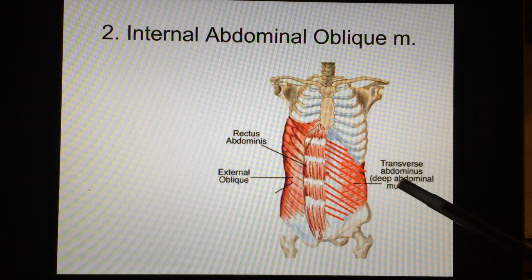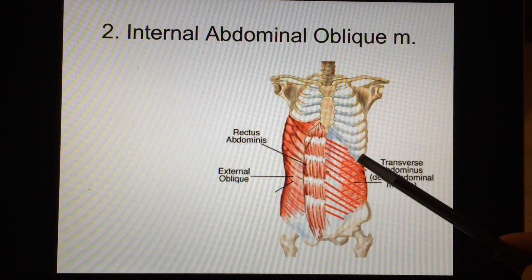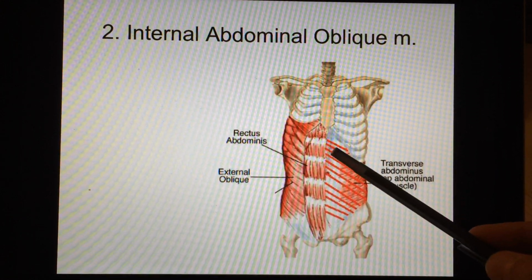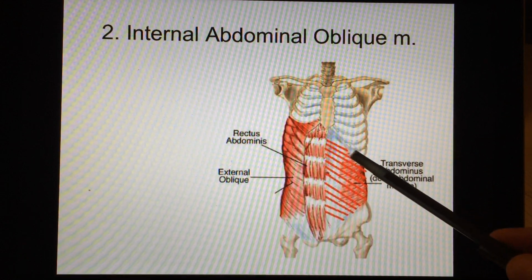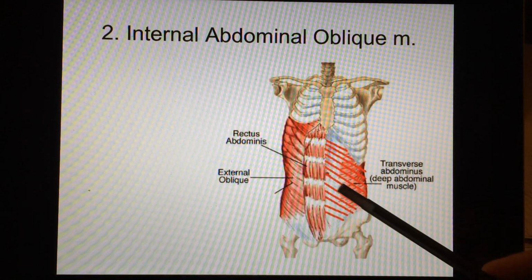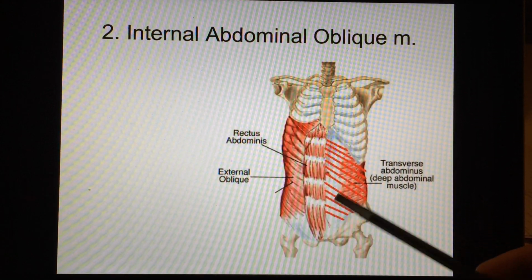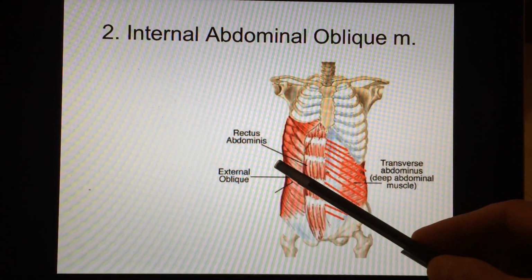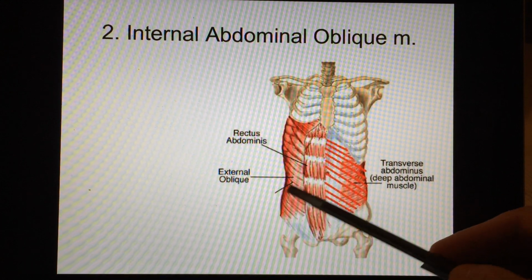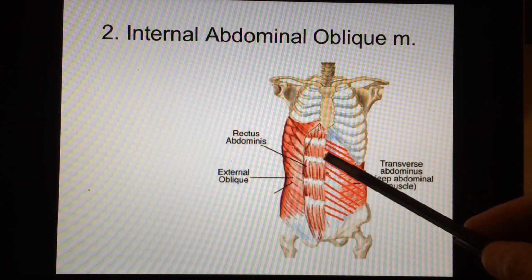So we're going to work our way out to the surface. Now the next set of muscles is the internal abdominal obliques, and the fibers run up and in. Up and in. And then the next layer is going to crosshatch and run up and out. Up and out, up and in. So like that and like that.